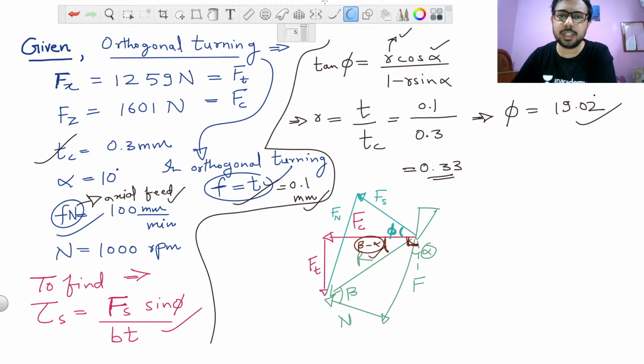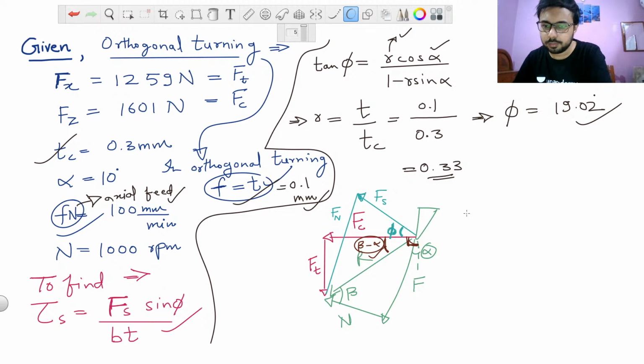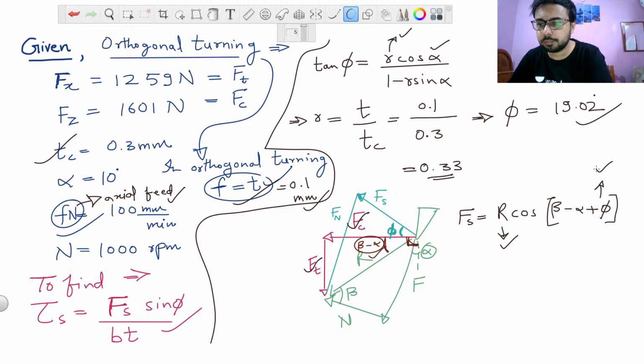From this figure, it is very simple to see that Fs, shear force, that is the force on the shear plane, will be R resultant cos, so what will it be, R cos of beta minus alpha plus phi. So here you can calculate R, because you have this Fc and Ft, and you have already calculated the value of phi, and you have the value of alpha. But can you calculate the value of beta from the data available here only, or do you have to use this merchant theory?